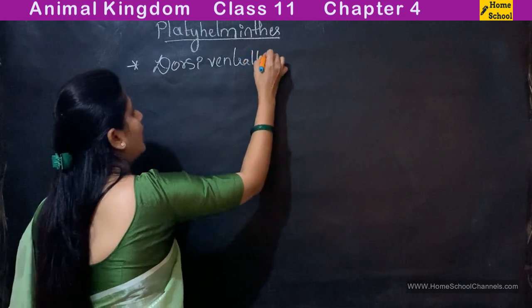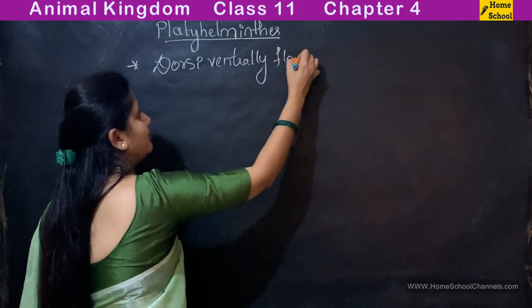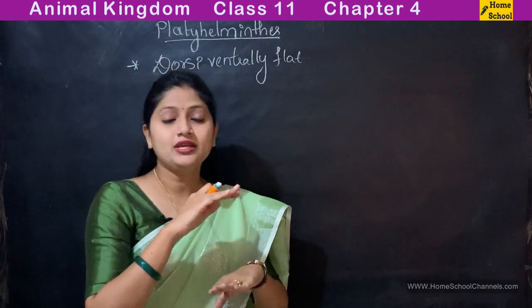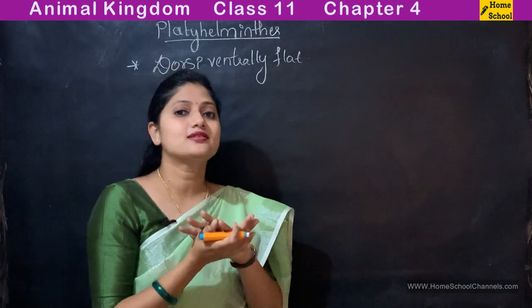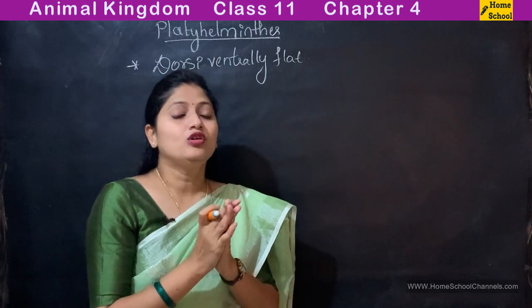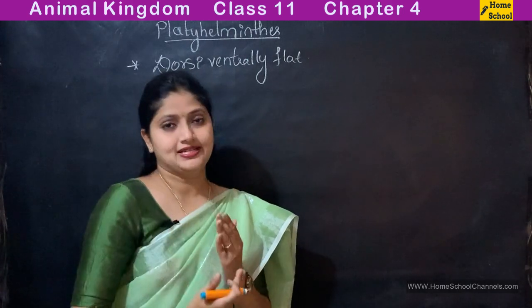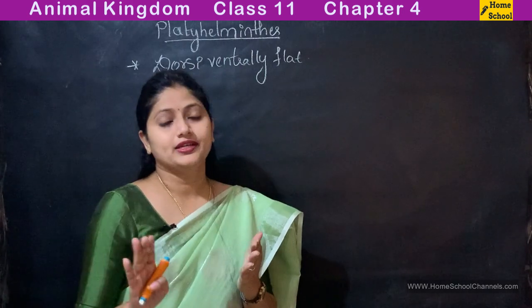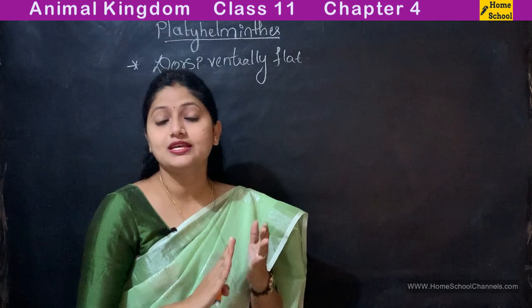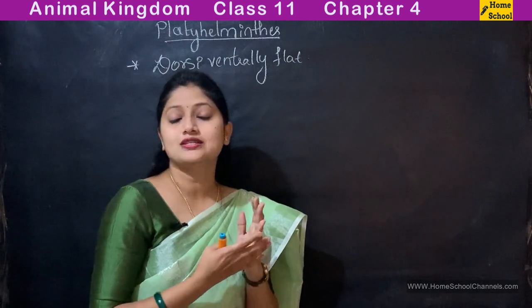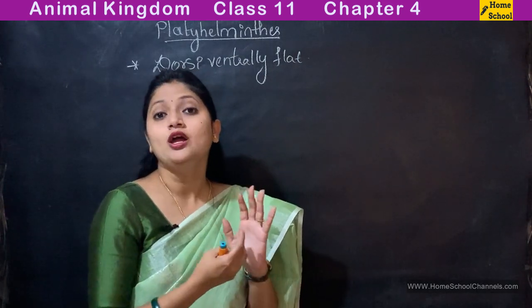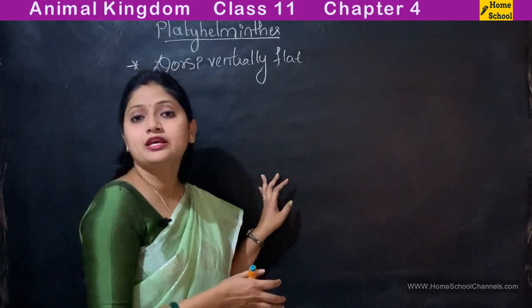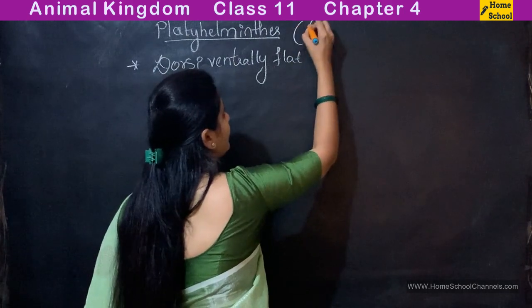They are dorsiventrally flat. So, what do you mean by dorsoventral? Dorsoventral means the dorsal side as well as the ventral side. So, we have two different sides, and both the sides are flat here. So, we call them dorsiventrally flat. It means the dorsal side as well as the ventral side, both are flat here. Hence, they are famously called flatworms.